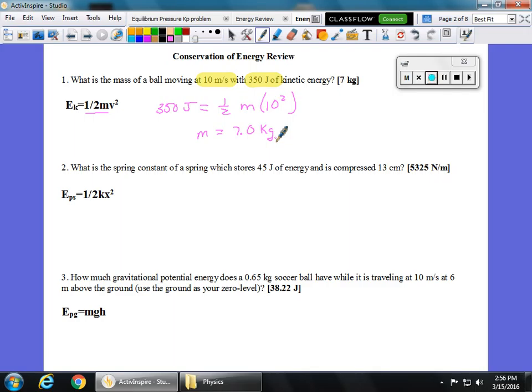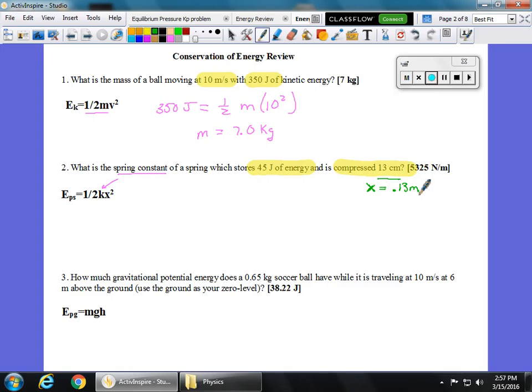In the second question, this was asking you about a spring. This is asking you to find the spring constant. The spring constant, remember, is k. Let's take a look at the values in this problem. It gives you 45 joules of energy, that's going to be our energy, and a compressed spring, where the amount of compression is 13 centimeters. Let's remember that this has to be in meters. The amount of compression is x, and 13 centimeters in meters is 0.13 meters.